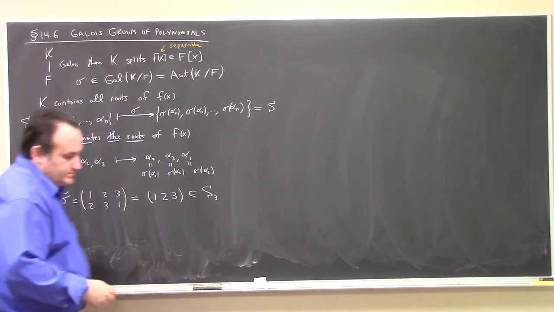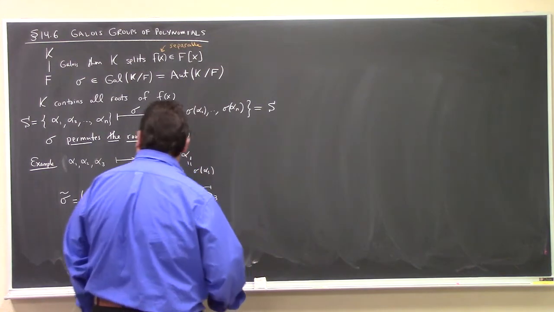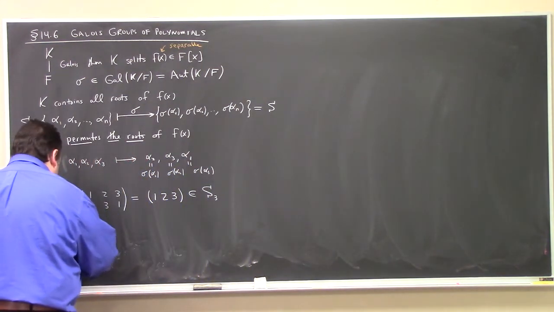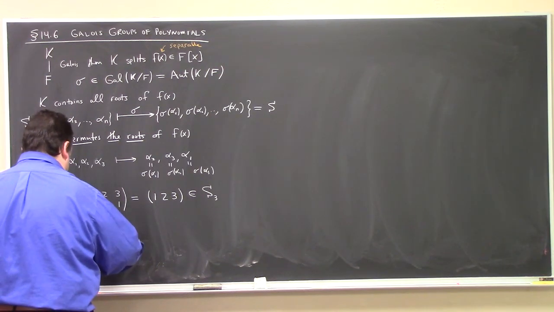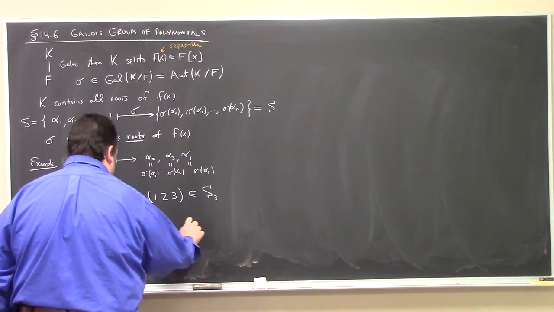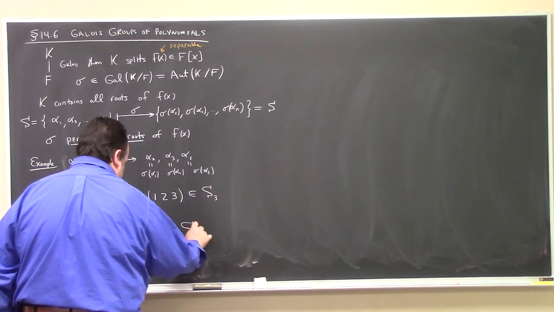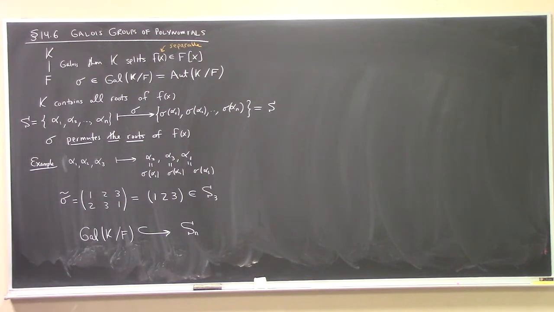Now, what he says is that the Galois group of K over F has a natural inclusion into Sn. And by that he means that there's a homomorphic image of the Galois group sitting inside Sn. We can think of any Galois group as isomorphic to a particular subgroup of Sn, all right?